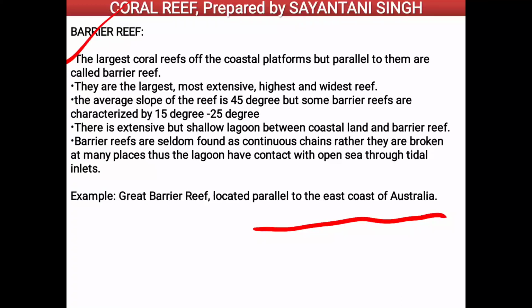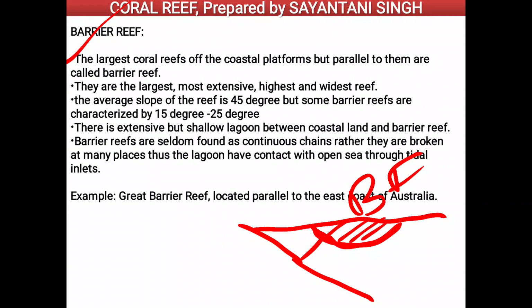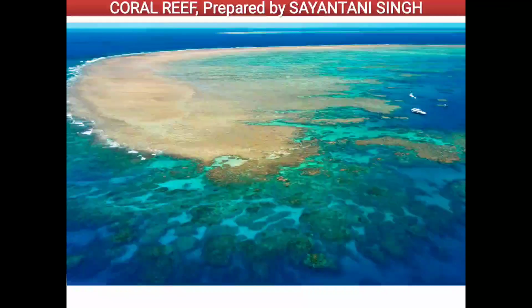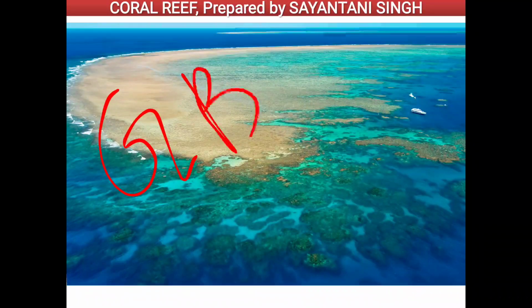So this is the land region, and this is the region where the barrier reef forms, and the average slope of the reef is 45 degrees. Some barriers vary from 25 to 50, or 15 to 25 degrees. There is a very extensive shallow lagoon between the coastal land and the barrier reef, and barrier reefs are formed in a continuous way. The Great Barrier Reef, which is parallel to the east coast of Australia, is the perfect example. This is the Great Barrier Reef in Australia.